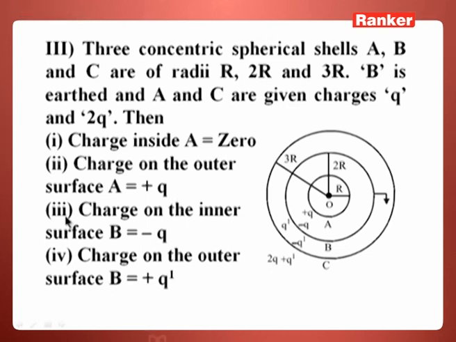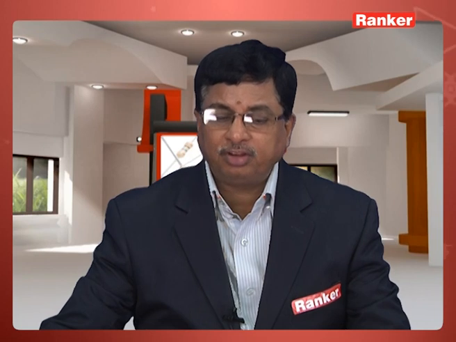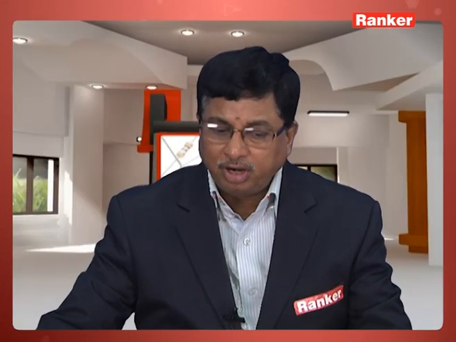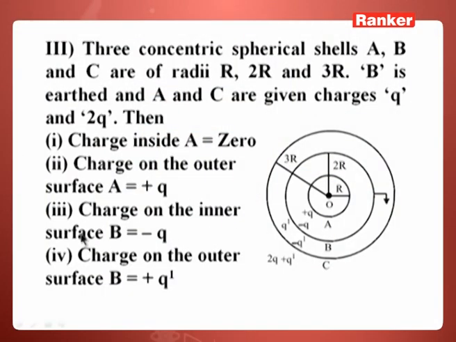Now come to the third bit. Charge on the inner surface of B is how much? B, of course, is earthed. Outer surface is connected to the earth, not the inner surface. Therefore, due to induction, minus Q charge comes onto the inner surface of the second sphere. So, charge on the inner surface of B now becomes minus Q. That is the question they may ask you. Come to the fourth bit.